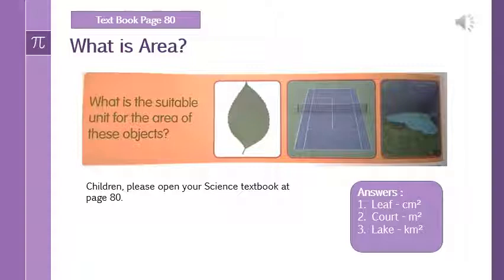Now, look at the picture beside the coat. That is a picture of a large lake. What is the suitable unit area for lake? The answer is square kilometer. You can just take note in your textbook for this one. Just write the suitable unit in your textbook. You don't have to copy this down into your exercise book.